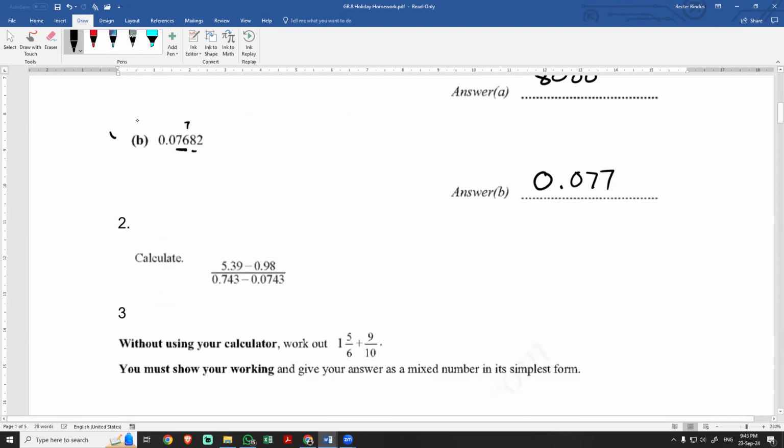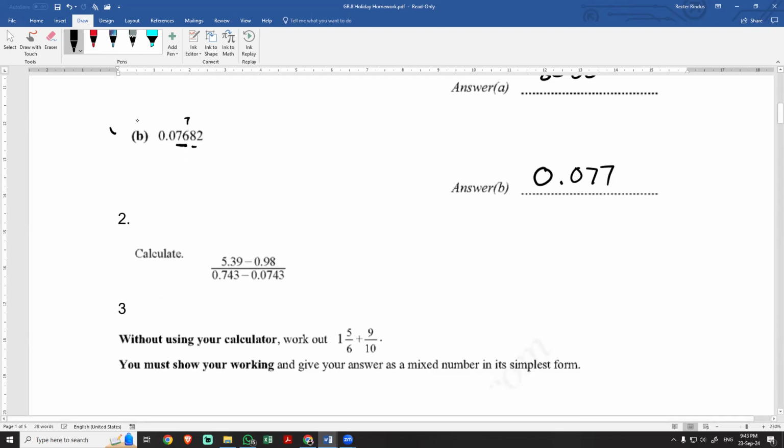Let's move on to the next question. It says here we need to calculate this particular number. You can try working with it manually, but it will take time. I think these questions will come along with a calculator. But if there's no calculator, let's try to solve it as well. So how can we do it? Let's start by solving one line at a time. Let's start by solving the numerator part. It's going to be 5.39 minus 0.98.